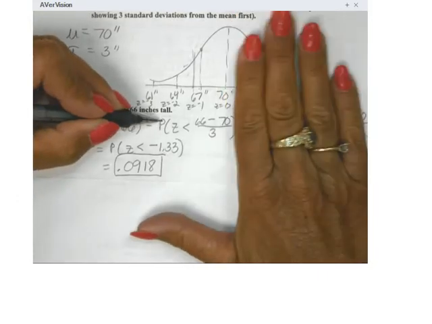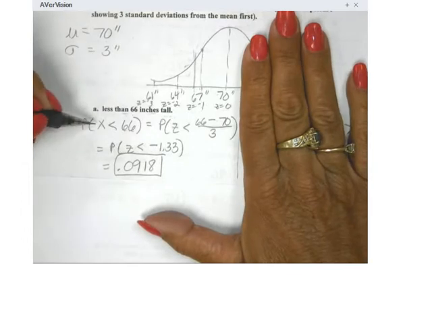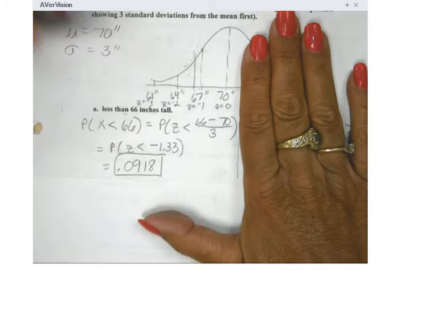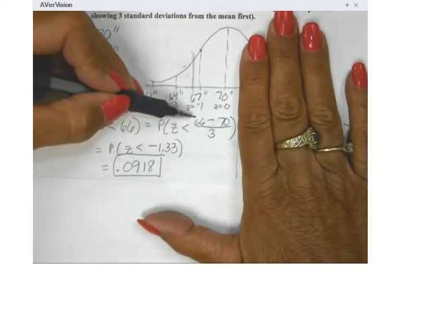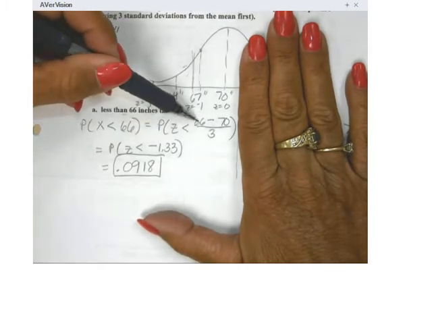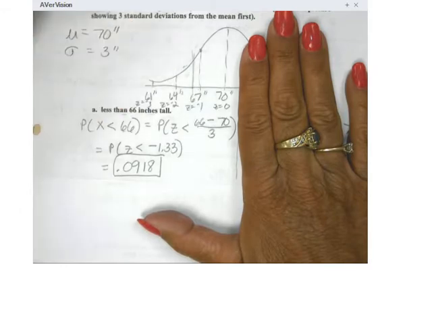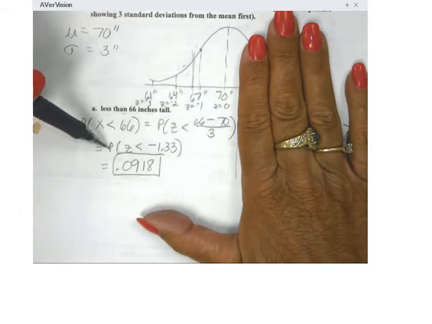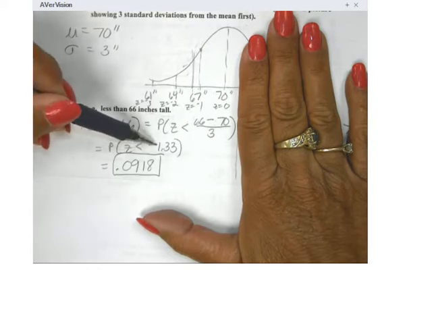Now this variable was just x, standing for height. Now we're going to the standard normal distribution, and we remember how we calculate our z-value: the score we have minus the mean, divided by the standard deviation. And now I have the probability of z being less than negative 1.33.